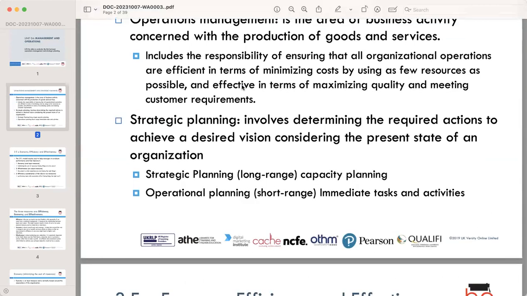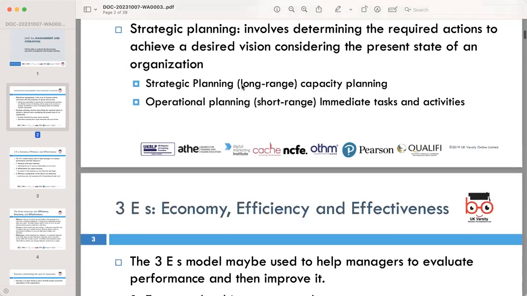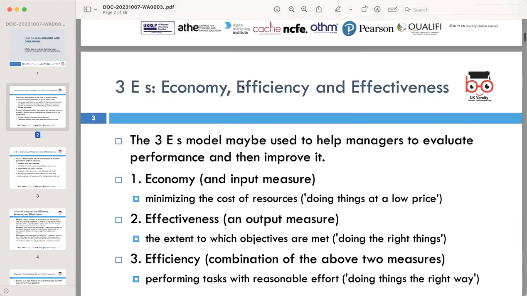Strategic planning involves determining the required actions to achieve a desired vision, considering the present state of the organization. Strategic planning, as we discussed before, is long-range, long-term planning, while operational planning is short-term planning for quick or immediate results. Then economy, efficiency, and effectiveness.